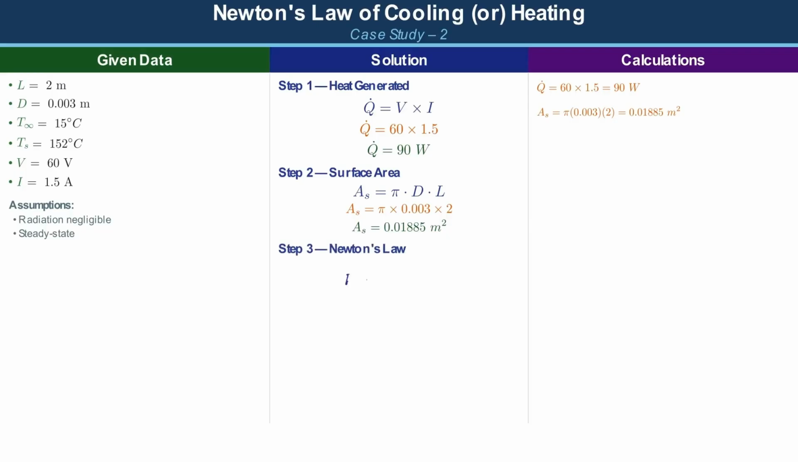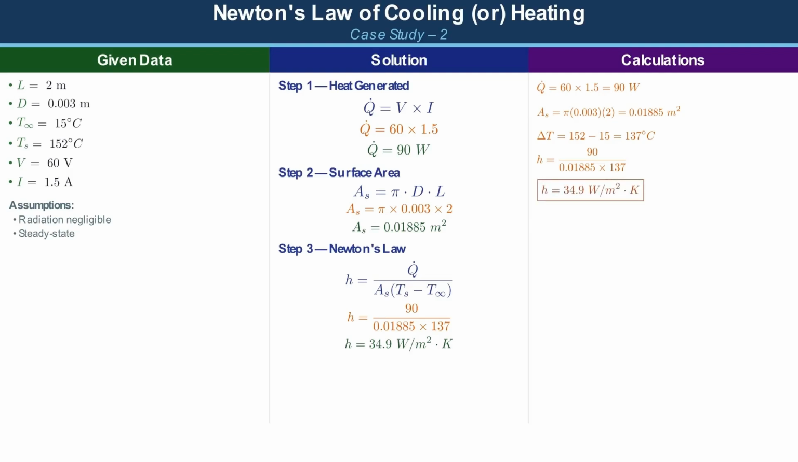Step 3. We now apply Newton's law of cooling. Newton's law of cooling relates the convection heat transfer rate to the heat transfer coefficient, H, the surface area, and the temperature difference between the surface and the surrounding fluid. Rearranging for H, the coefficient we want to find, H equals Q dot divided by AS multiplied by the quantity Ts minus T infinity. The temperature difference, delta T, is 152 minus 15, which equals 137 degrees Celsius.